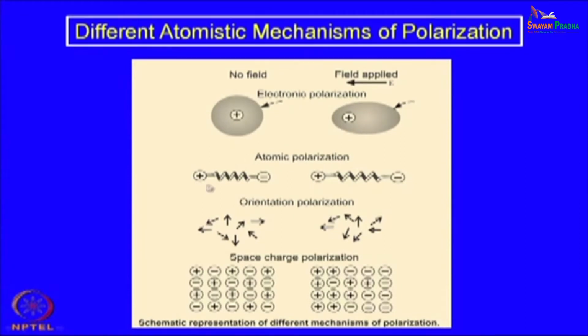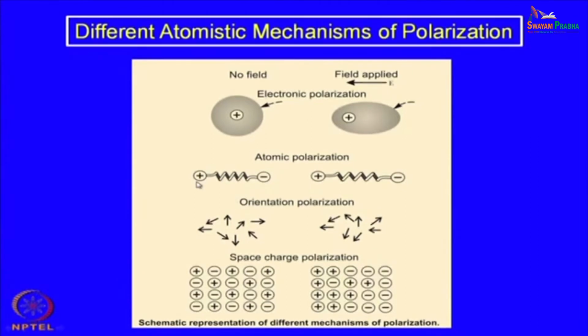Next is atomic polarization. Now, in this case we are talking about two different atoms, not electrons. These are two different atoms. There is a chemical bond between this atom and this atom. The spring represents some kind of bond. So, they are not completely free, they have some kind of binding energy or binding force, and that spring represents that.